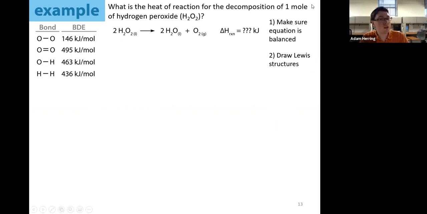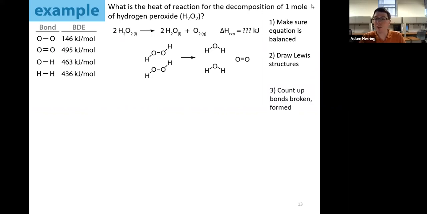Then what you want to do is draw out the molecular structures. You want to draw the Lewis structure so you know what bonds are present. Hydrogen peroxide looks like this. And we have water and oxygen. And I recommend writing out each molecule when you have multiple of them, so that way you can count up the total number of bonds of each type. And so we want to count up the bonds that are broken, and we want to count up the bonds that are formed.